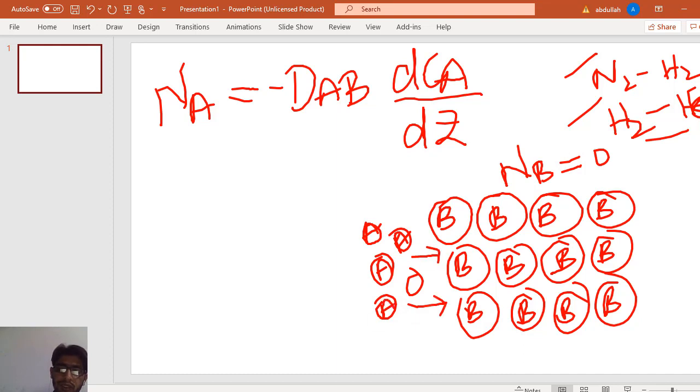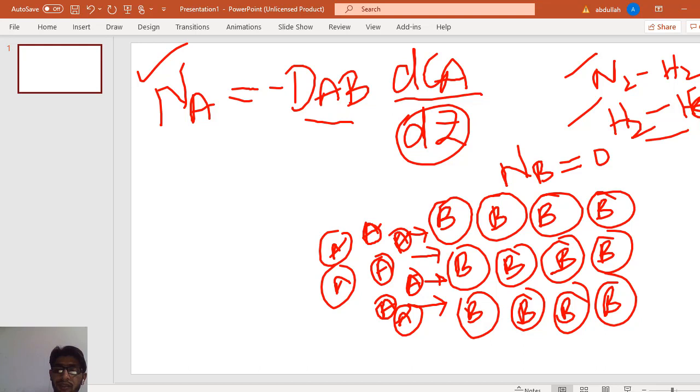Suppose these are the gas A molecules. The gas A is diffusing into the gas B, and the gas B is stationary. So in this case, Fick's law of molecular diffusion will be written as NA is equal to minus DAB, the diffusivity of gas A in the gas B, times the concentration gradient dCA by dZ, where dZ shows the length of the diffusion path.